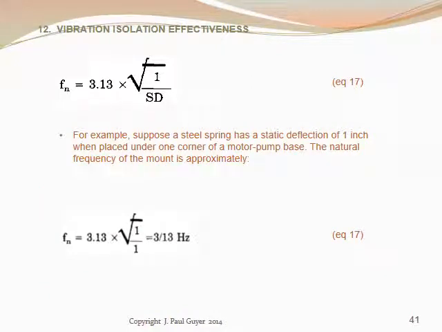Fn is equal to 3.13 times the square root of 1 divided by SD, where Fn is the natural frequency in hertz and SD is the static deflection of the mount in inches. An example for a steel spring: suppose a steel spring has a static deflection of 1 inch when placed under one corner of a motor pump base. The natural frequency of the mount is approximately 3.13 hertz.